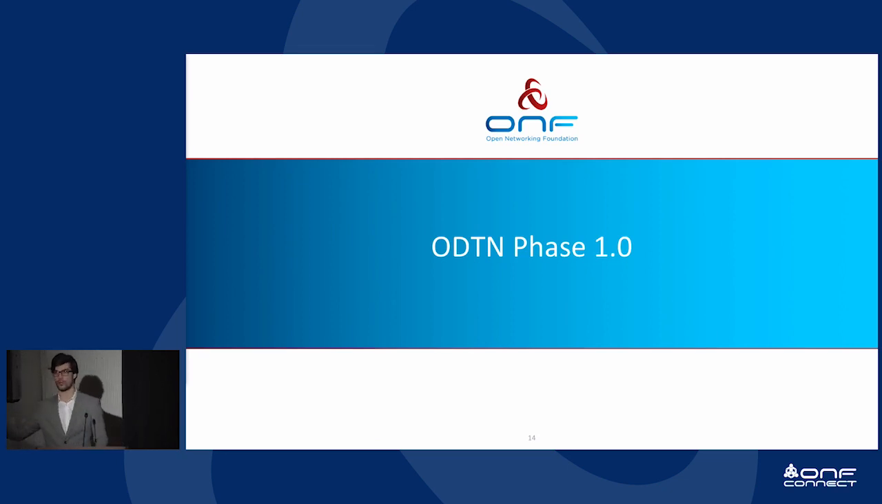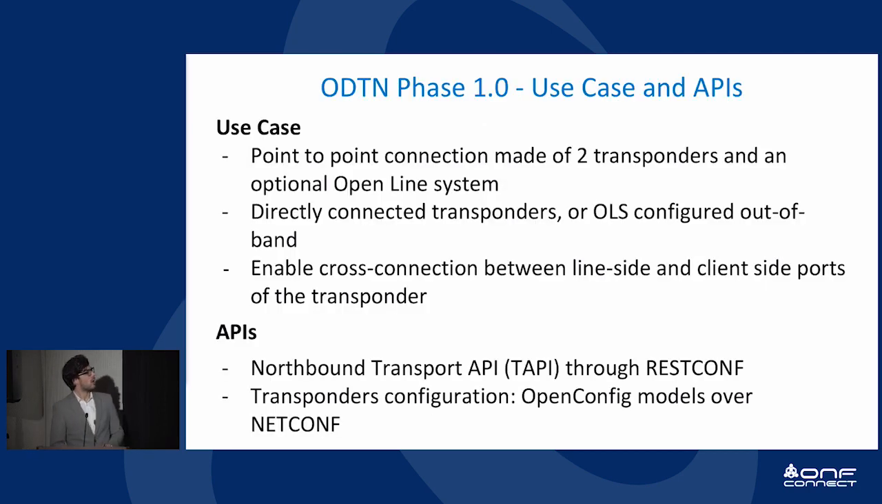It's what we are currently demoing at the booth. So the use case is a point-to-point connection made of 2 transponders and an optional open line system in the middle. If you decide to put the open line system in the middle, that open line system has to be configured out of band, because ONOS is at the moment working on supporting the configuration of the open line system, and that's phase 1.5.